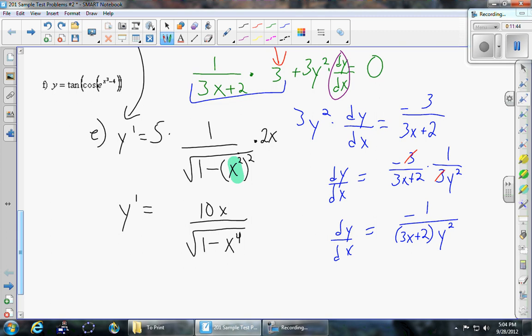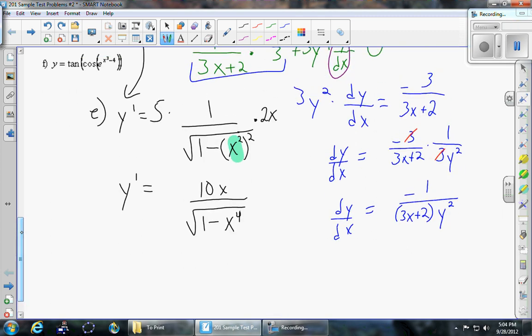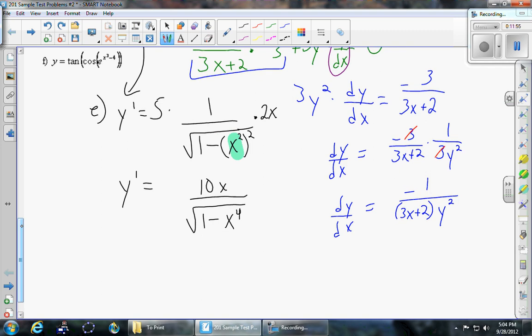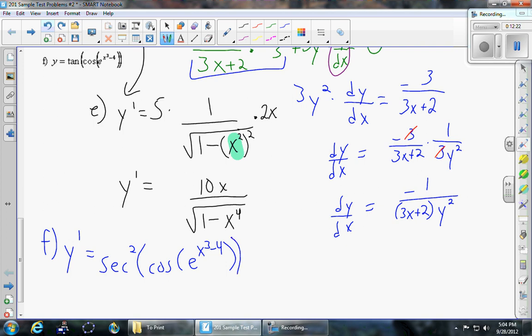And then finally part F, y equals tan of cosine of e to the x cubed minus 4. This is going to be a massive chain rule problem, so let's give it a shot. Part F, way down here. Okay, y prime equals, so we work outside to inside. Derivative of tangent of stuff is secant squared of that stuff. So the stuff is everything that's in there. It's cosine of e to the x cubed minus 4. Close the parentheses there.